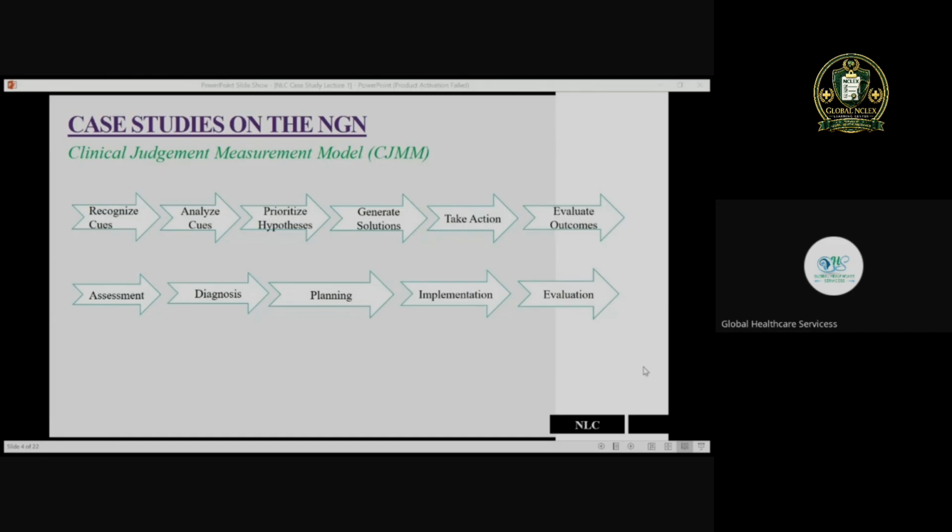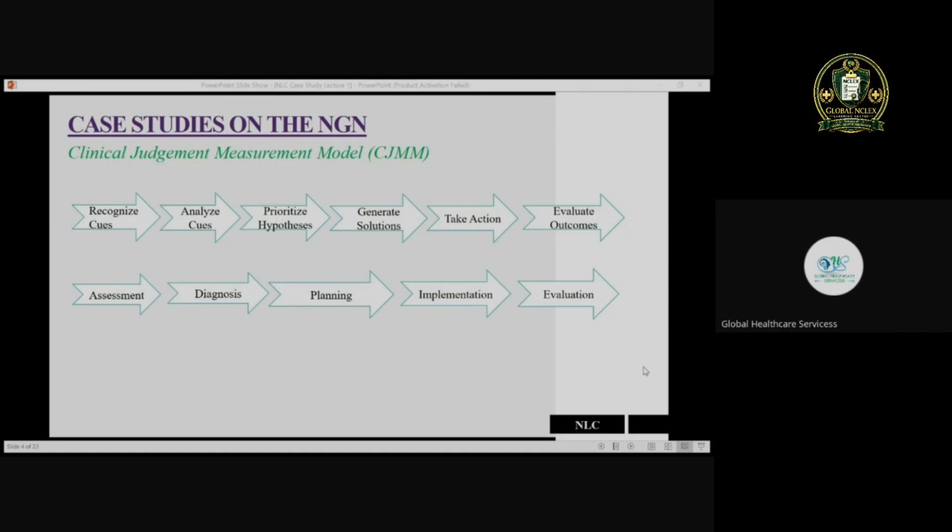Because once you have selected your answer in the first question and you move to another question, you have no option to move backward and correct your answer. Okay, you have only one chance to select your answer and then move on to the next question. Okay, then first is prioritize hypothesis, second is generate solution.